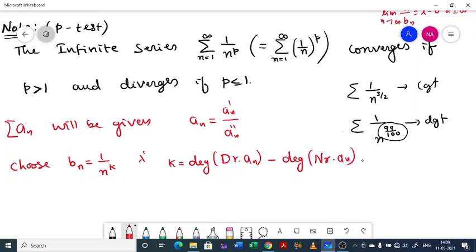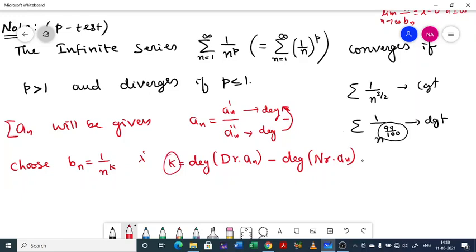So in this form, the a_n has the form of n dash by n double dash, and we look at the degrees. n power 3 is there, n power 2 is there, n power 1 is there. So take the degree of this one, then take the degree of these two. So degree of this number minus degree of this number, we have to subtract.